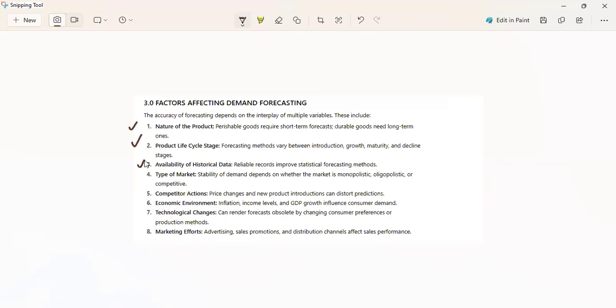It also looks at the availability of historical data. How reliable is that data to improve the forecasting? It also looks at the type of market. Is it a stable market or a volatile market? Or is it a monopolistic, oligopolistic market? It also looks at the competitor actions, whether the price changes or a new product introduction will distort the predictions.